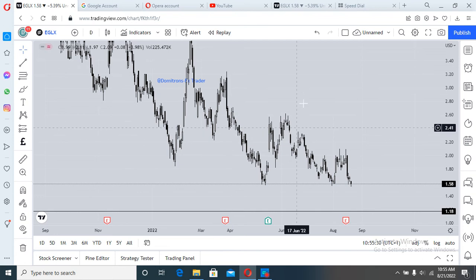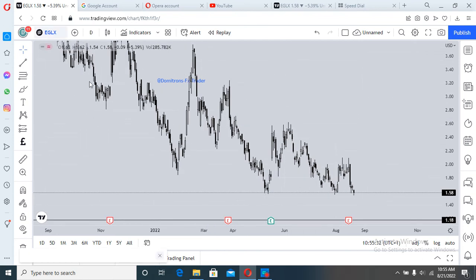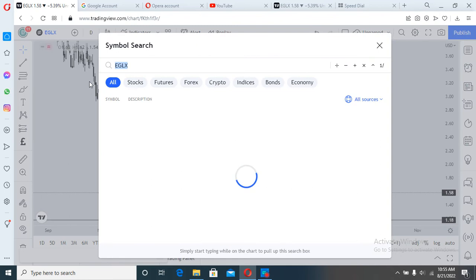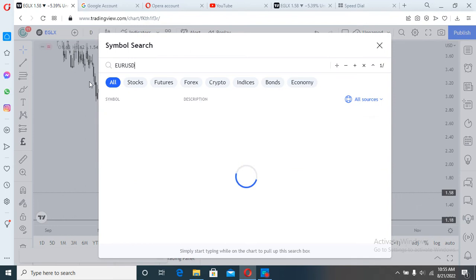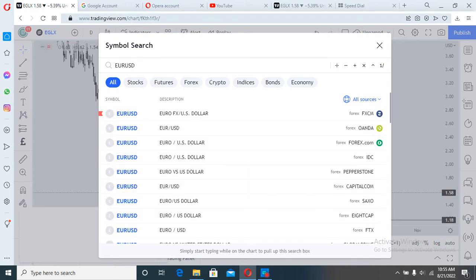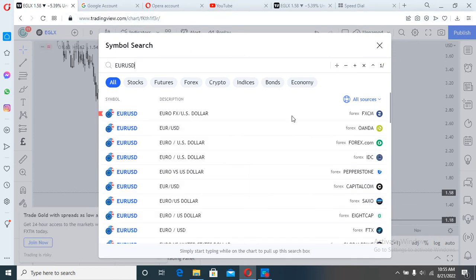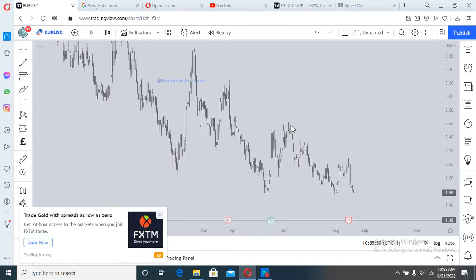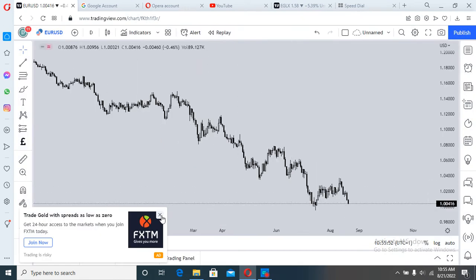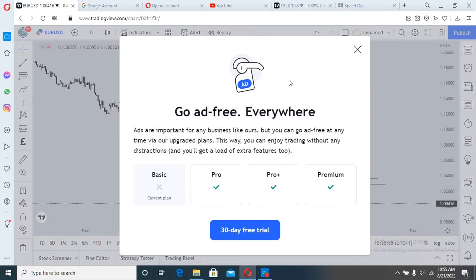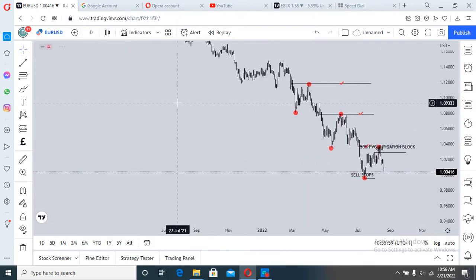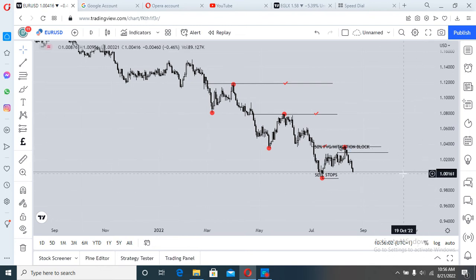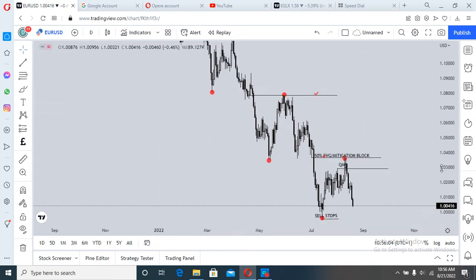So, today I'm gonna be talking about something important, doing analysis. How do you start your analysis as a smart money trader? Well, normally it depends on the type of trader that you are, and for me, if I want to swing my trade, I do analysis from my daily chart.